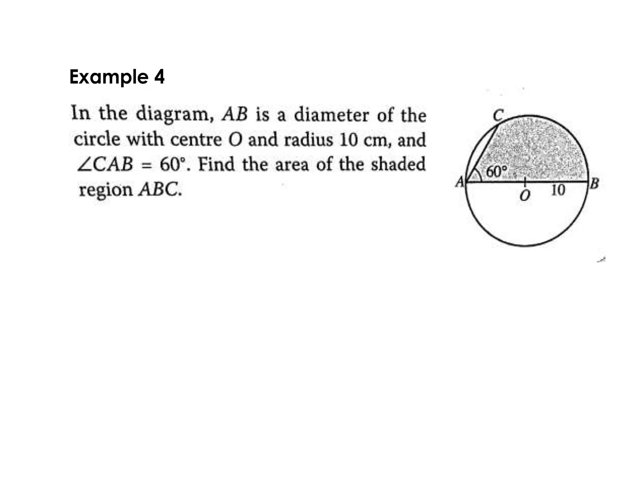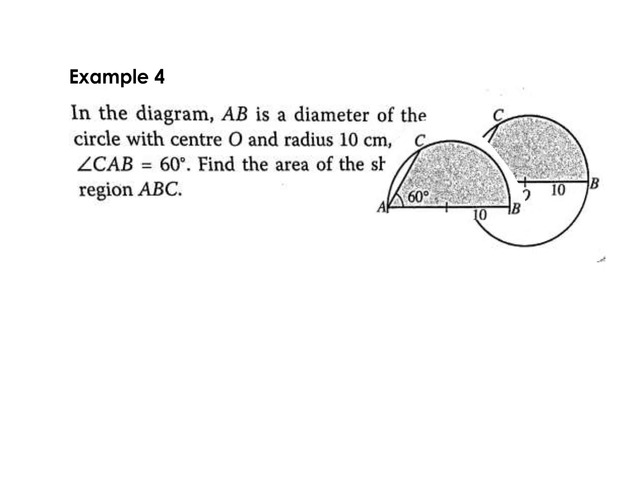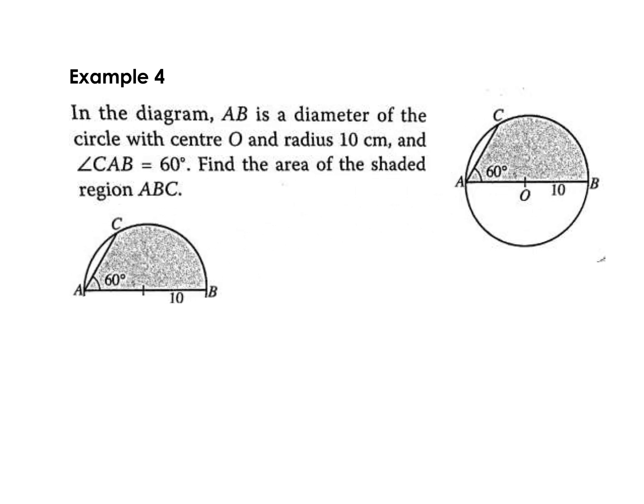AB is the diameter. And then radius is 10. CAB is 60. Find the area of the shaded region. So as mentioned, there are 2 ways to approach this question. Number 1, I first find area of semicircle. So I find the semicircle and then I minus the tiny segment I see there. So this is one way.